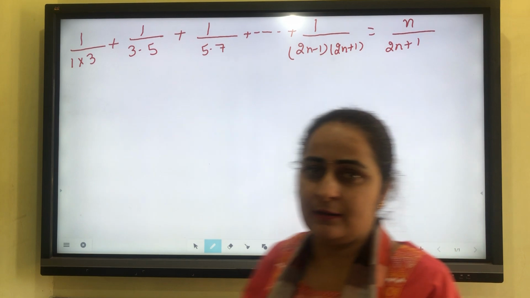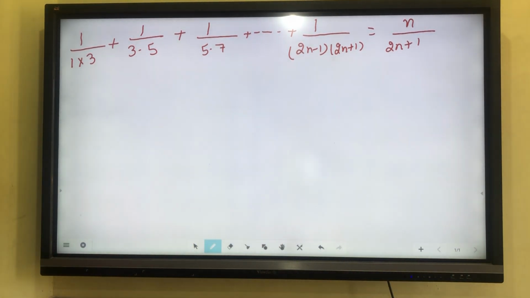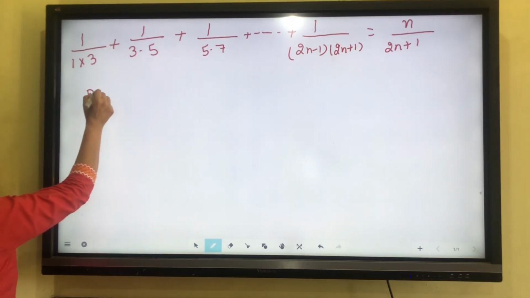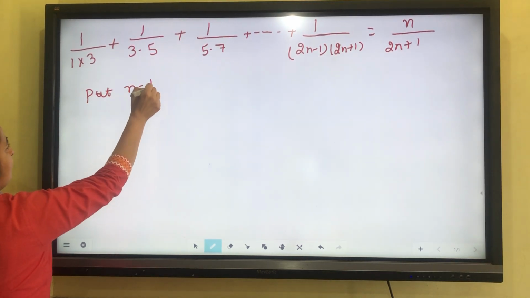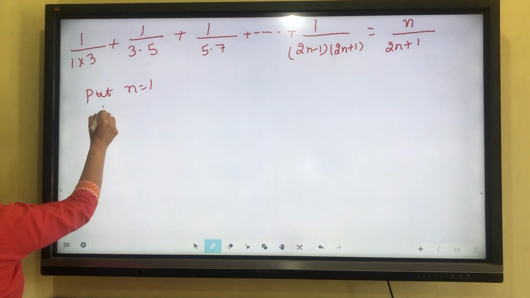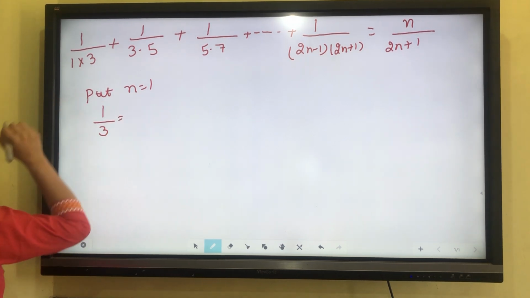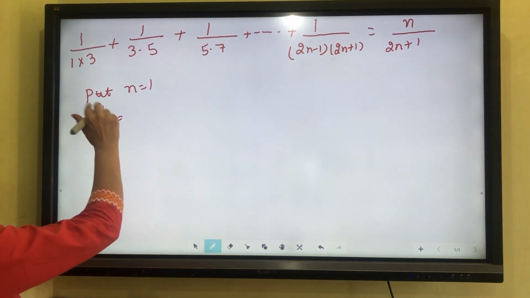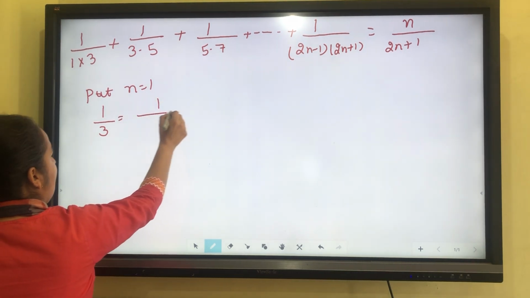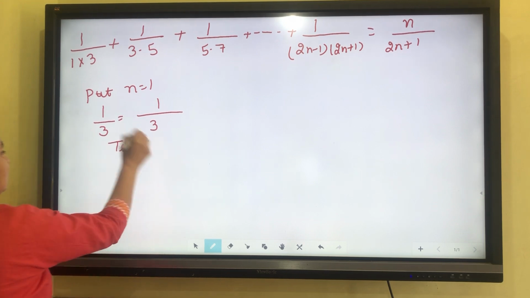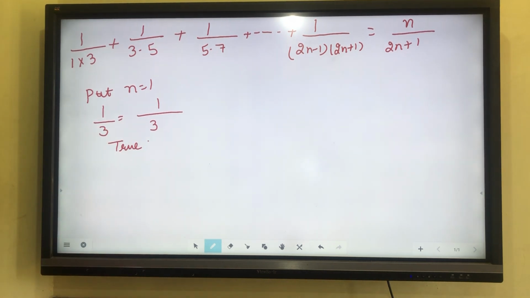What is the first step here? The first step is put n is equal to 1. Put n is equal to 1. What does it mean? I am considering here on the left hand side only the first term. What is the first term on the left hand side? That is 1 upon 3. And also put n equal to 1 on the right hand side. Therefore, in place of n, I am putting here 1 and in the denominator 2 plus 1, 3. The result is 1 upon 3. This is the first step of mathematical induction.